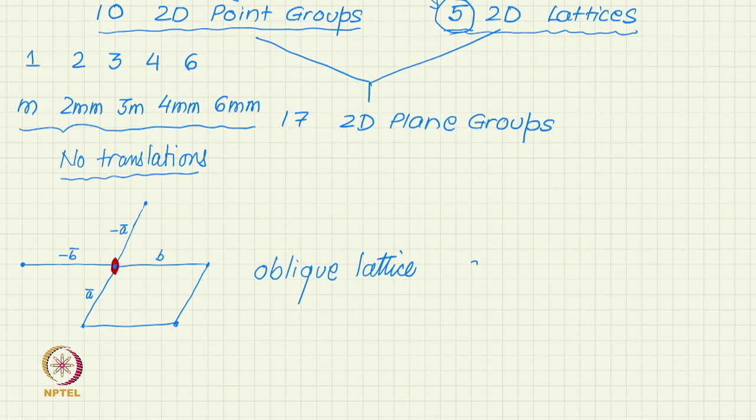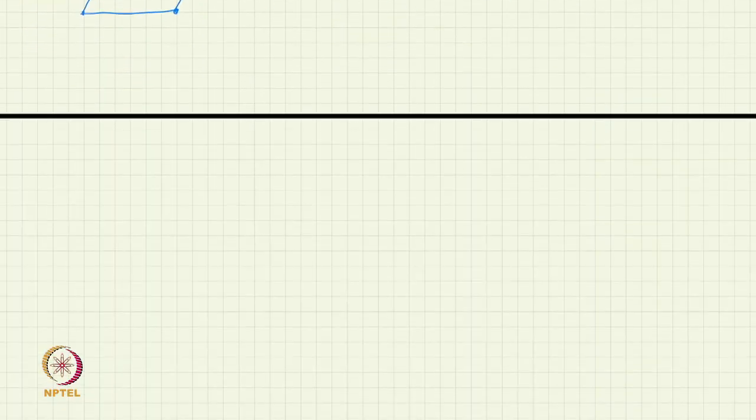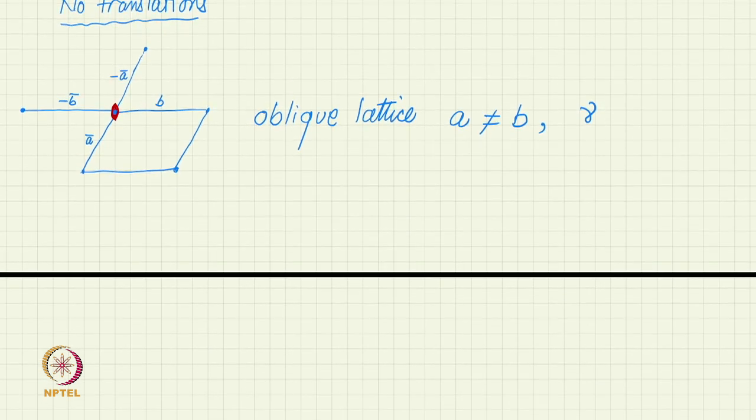So, there is no relation between A and B. The lengths of A and B need not be equal, and there is no particular restriction on angle gamma. Gamma can be any arbitrary angle. So, even with non-equality of A and B and even with arbitrary gamma, the twofold anyway will emerge. So, that is your minimum symmetry lattice and has been named the oblique lattice.